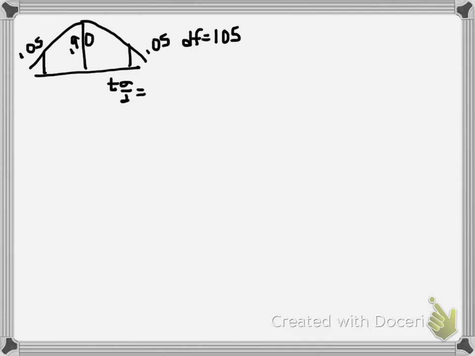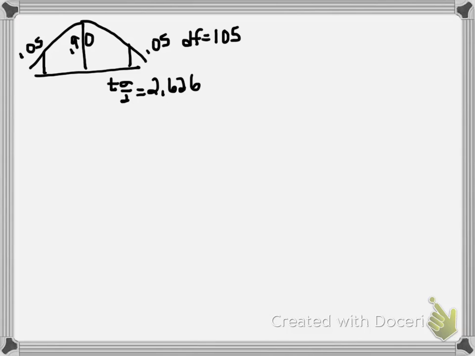Let's go back to example 3. So we will be using 100 for the degrees of freedom and 10% or 0.10 as the area in two tails. You should find a critical value of 2.626.